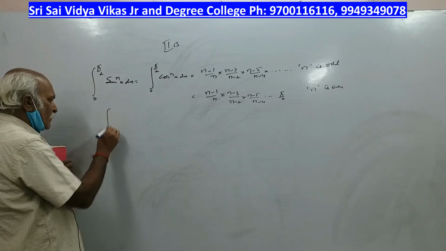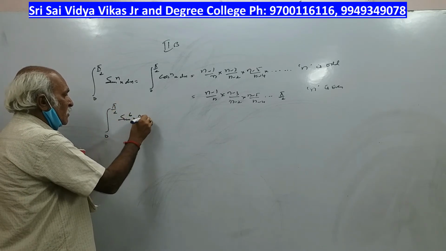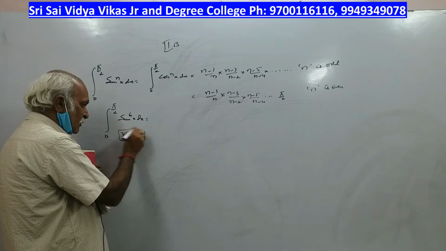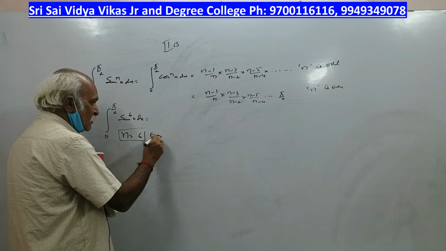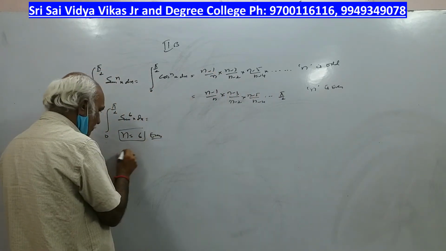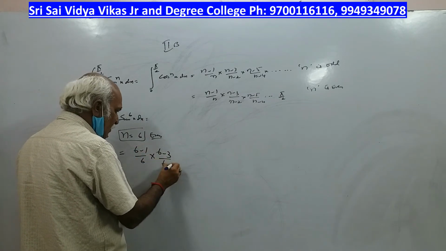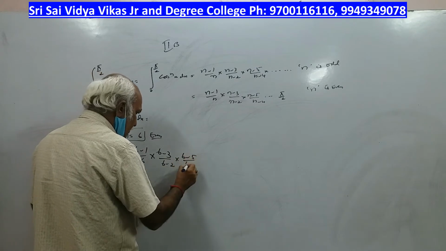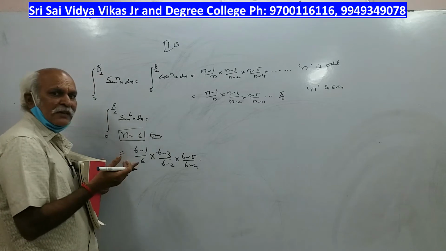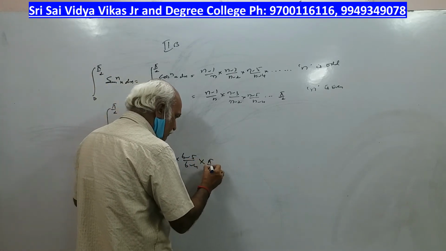So for example, he has given like this. Here n is equal to 6, which is even. So what is the formula? I have to apply the formula where the last one, pi by 2, will come. That means 6 minus 1 by 6, into 6 minus 3 by 6 minus 2, 6 minus 5 by 6 minus 4. Okay, what will the next one be? 6 minus 7, which is a negative value. So we should not put that. Then we have to end with pi by 2.